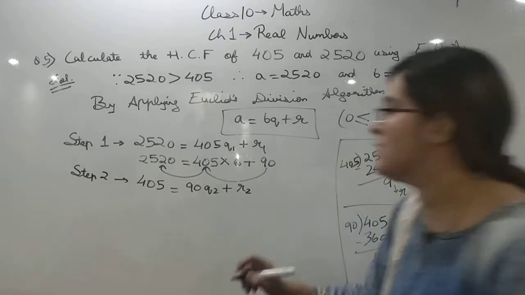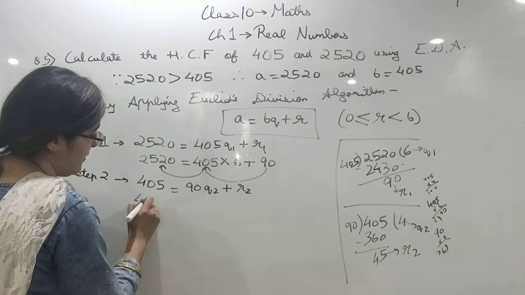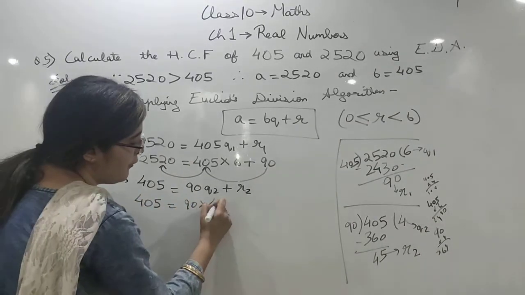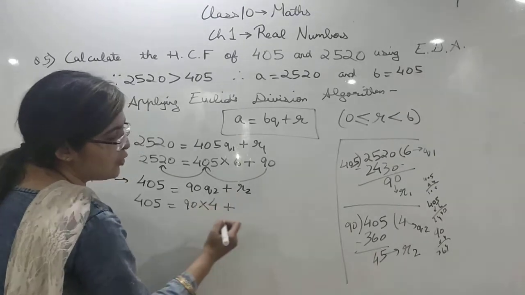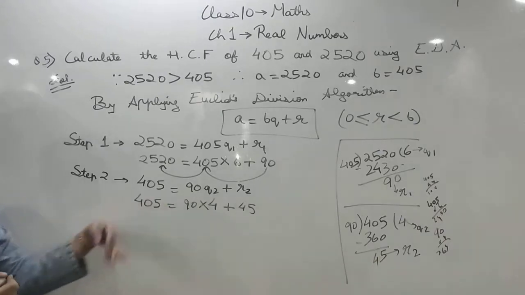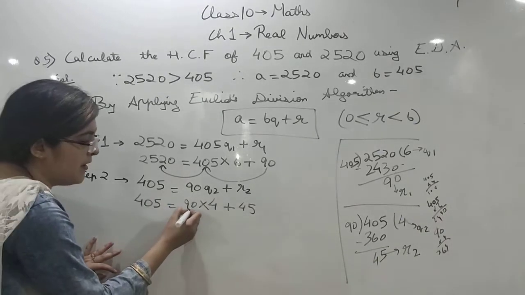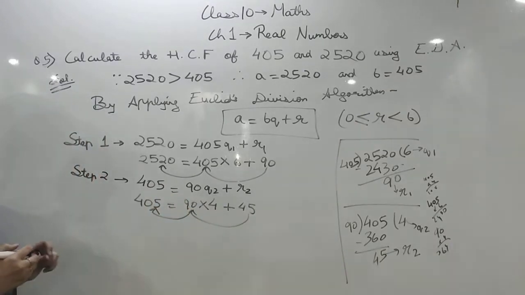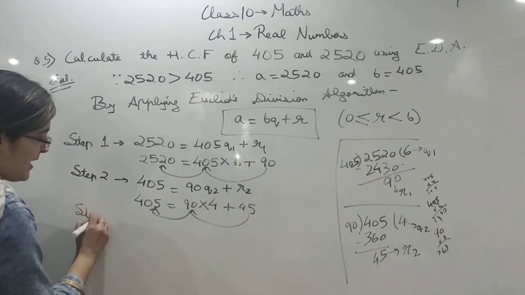We will put the values here. What was Q2? 4. What was R2? 45. Remainder is not 0, so we will move on to the next step. Now 90 will come here and 45 will come here. Okay, let's start our step 3.